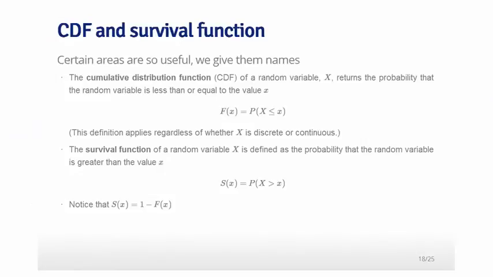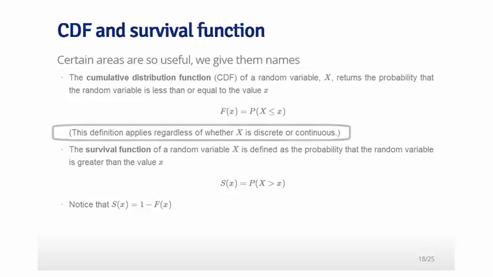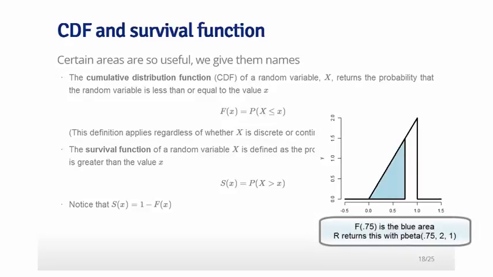Certain areas of the density are so useful we give them names. For example, the cumulative distribution function of a random variable X returns the probability that a random variable is less than or equal to the value x. So it returns the probability capital X is less than or equal to little x. And this definition applies whether X is discrete or continuous. So remember, in our beta distribution that we just looked at, the pbeta function in R always returns, whatever the first argument is, the probability of being less than or equal to that. So in fact, whenever you do p-density-name in R, it is actually just returning the cumulative distribution function.